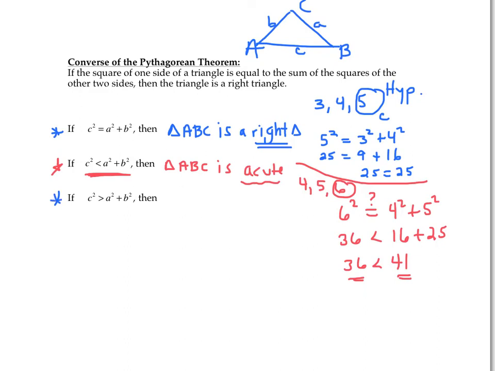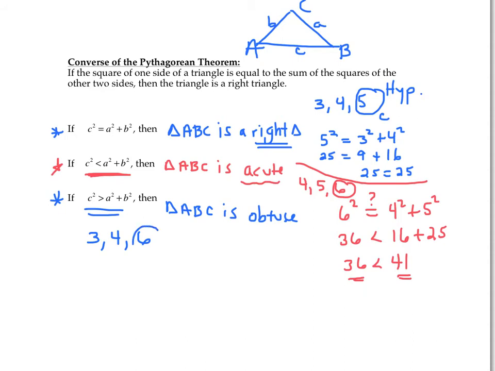Okay, in the last scenario, if we show that c squared is greater than the sum of a squared plus b squared, then our triangle, ABC, will be obtuse. So one last set of numbers to check out. Let's say our numbers are 3, 4, and 6.